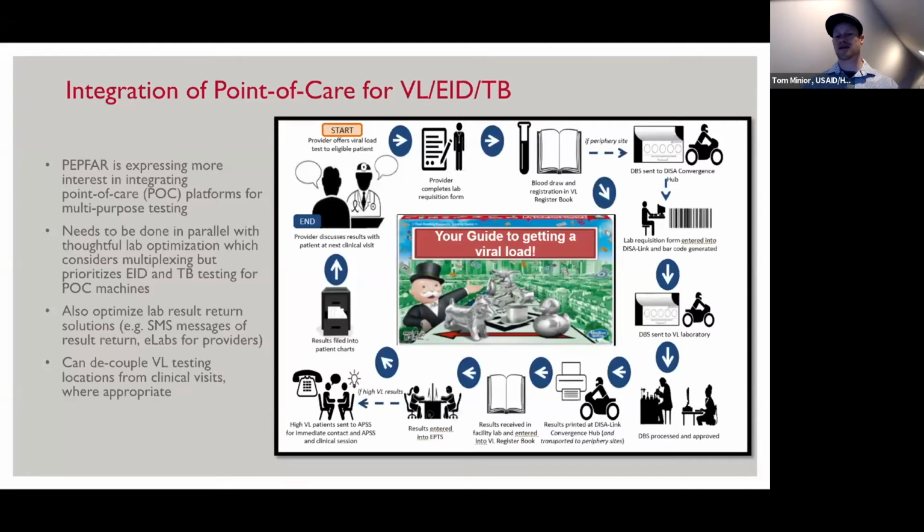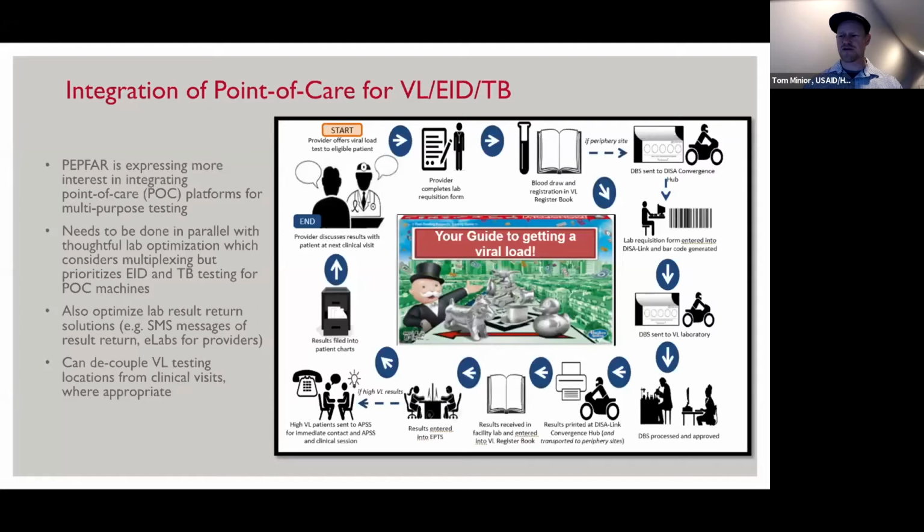where it is taking a long time for results to get back, and where we have point of care machines already, where we can essentially leverage them to optimize their function, make sure that they're being used pretty much all the time, and prioritizing, of course, EID and TB diagnosis first, but then using excess capacity to do viral loads. So you'll see a lot of those.